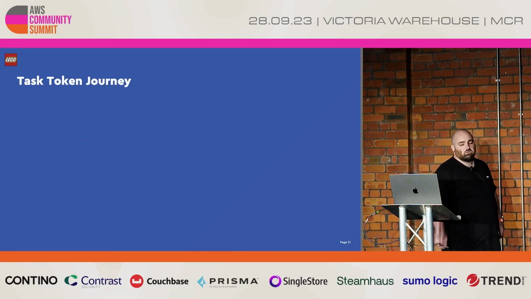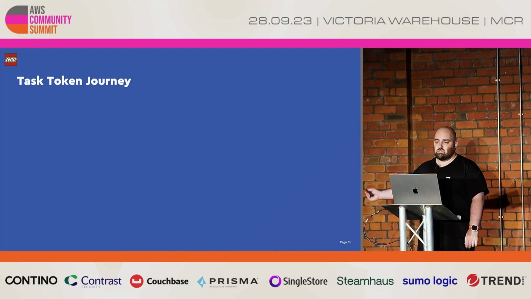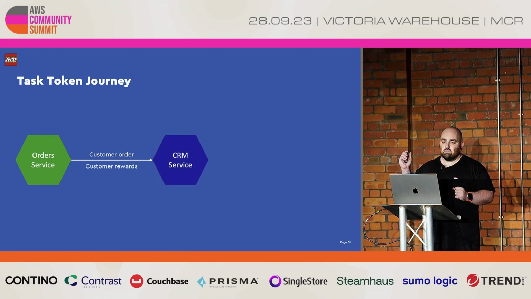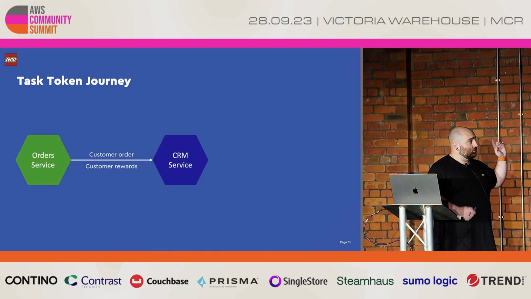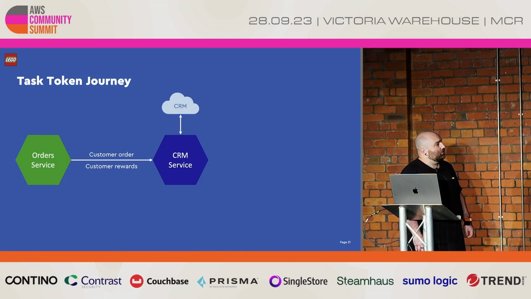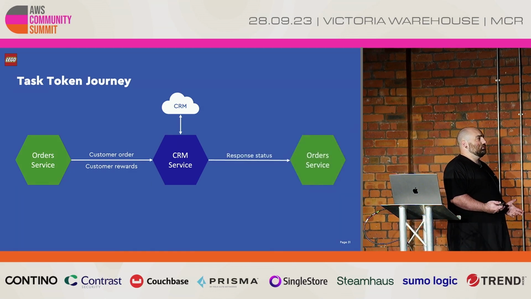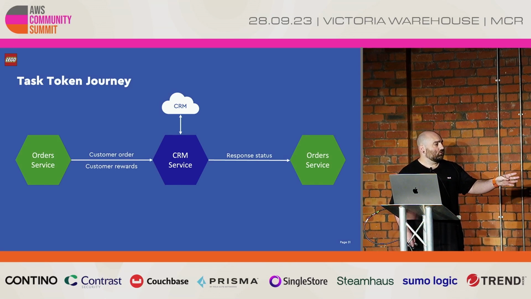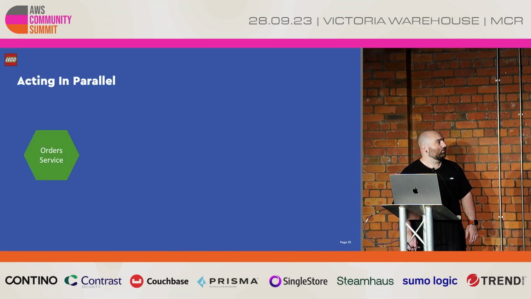So obviously we use a catch for the actual error handling. We can actually see the task token journey and what it allows us to do. So the order service sends out your customer order or customer rewards events, and then it goes through to that CRM service. It'll reach out to the CRM: yes, no, maybe, as a retry. It comes back with the response status, and then that feeds back into the orders service. So that's essentially what this task token is doing in a nutshell. It's going off and doing this check for us before carrying on.